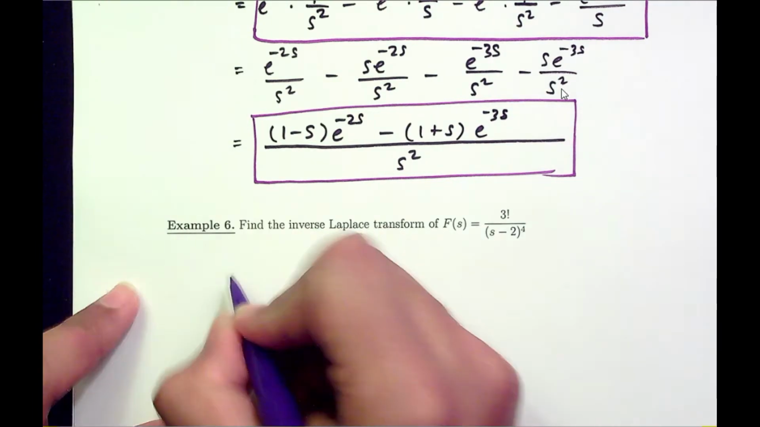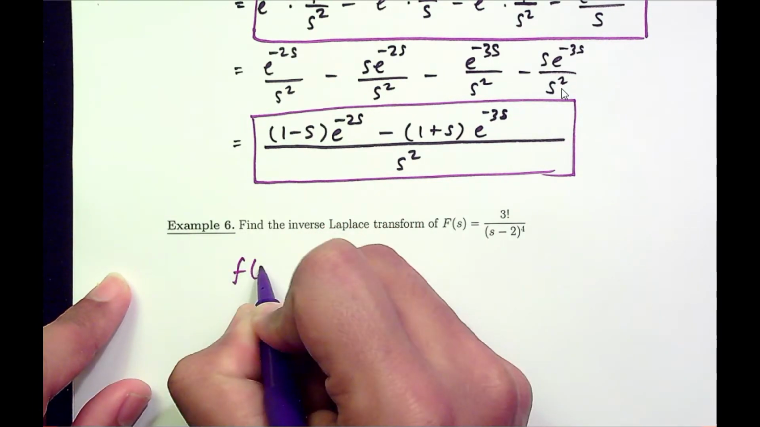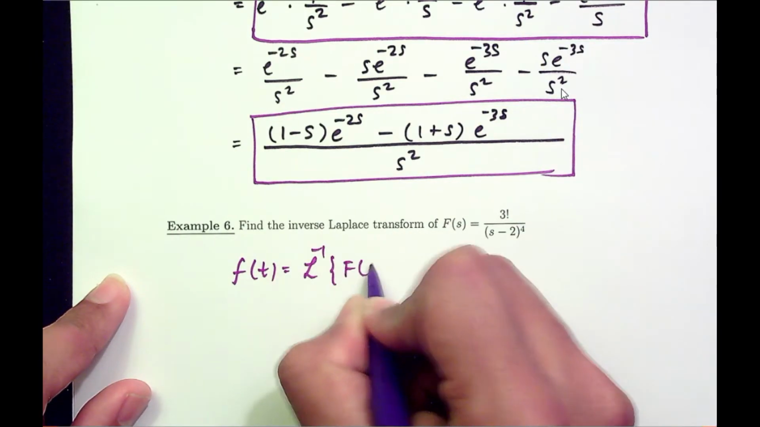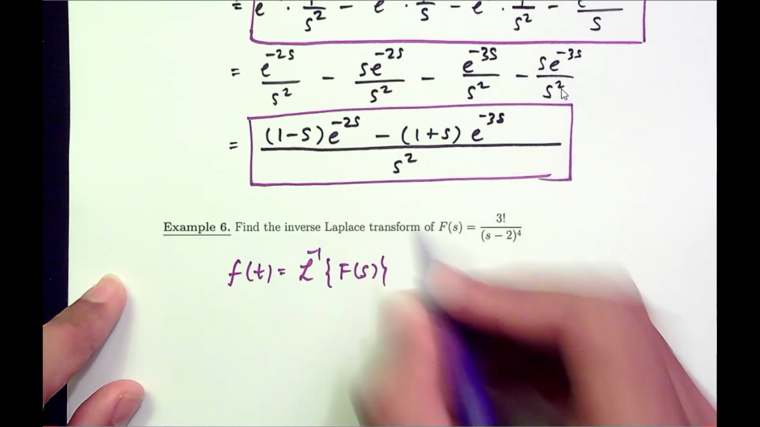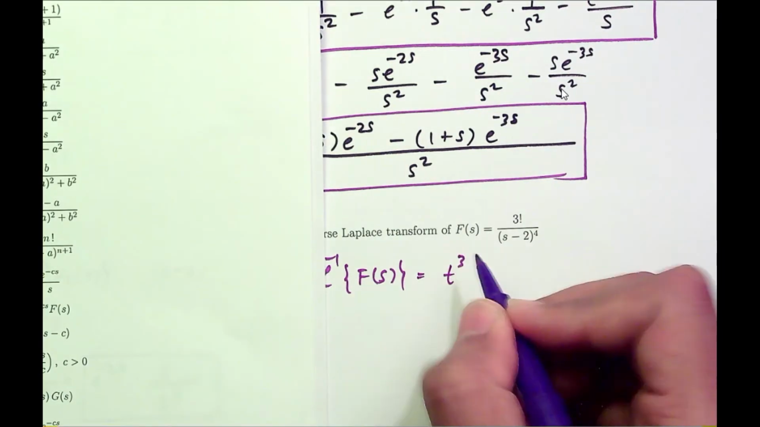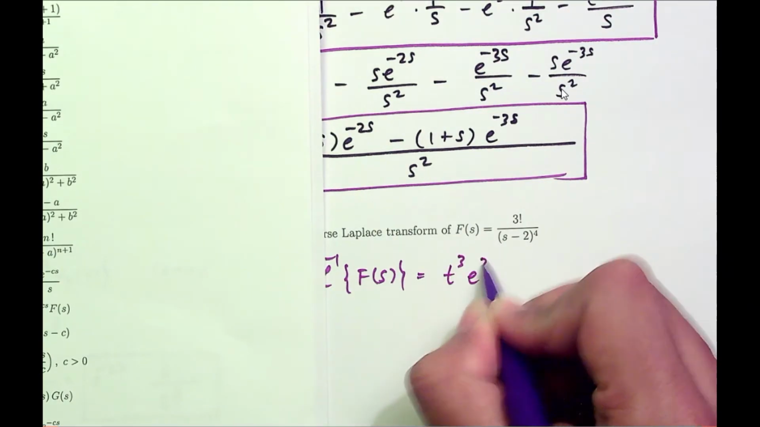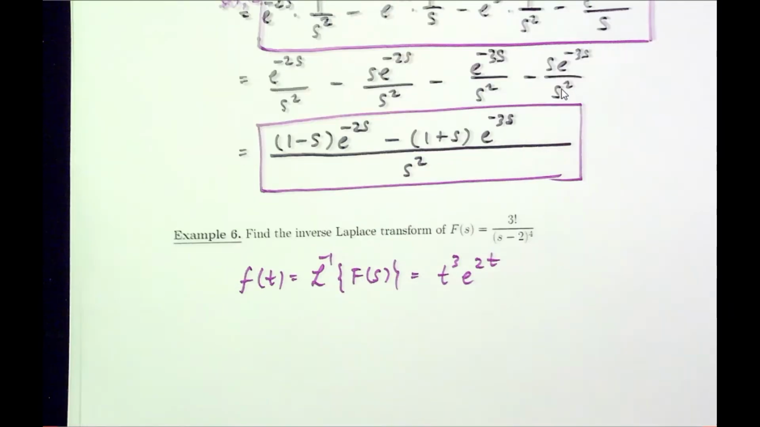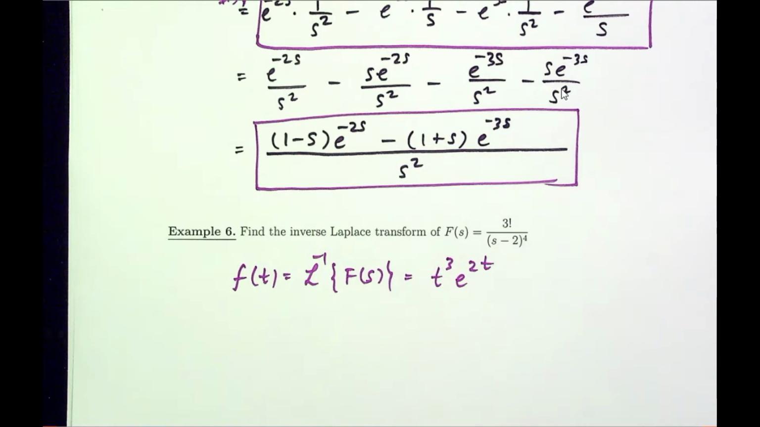So little f of t, which is the inverse Laplace transform of capital F, is going to be, according to that, when n equals 3, t cubed e to the 2t, where a equals 2. And that's all. That is the answer for that problem. So the first example was easy.